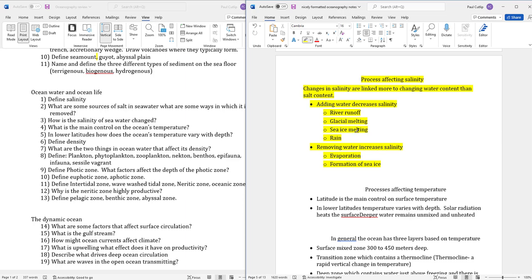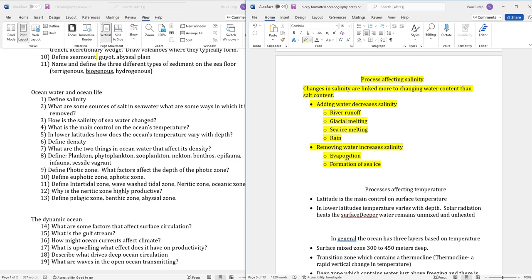Sea ice melting, right? If you freeze seawater, you make freshwater ice and you leave saltier water behind, right? So if I melt that sea ice, I'm adding fresh water and lowering the salinity. And also maybe obviously rain. Rain is fresh water. If it rains a lot, the salinity is going to go down. It's not as easy to remove fresh water from the ocean, but there's a couple ways.